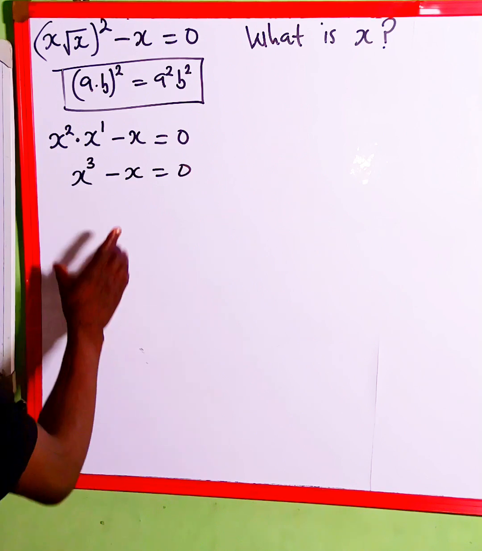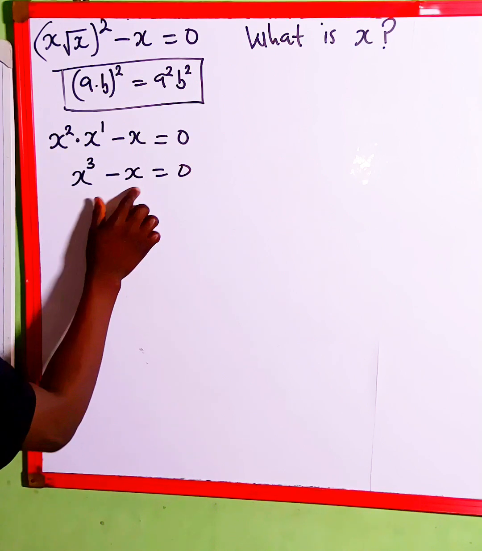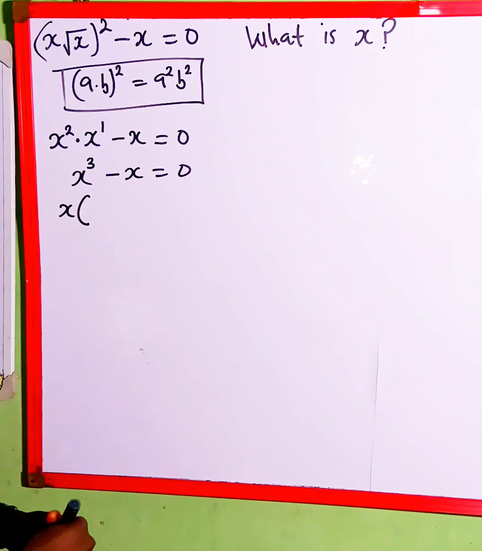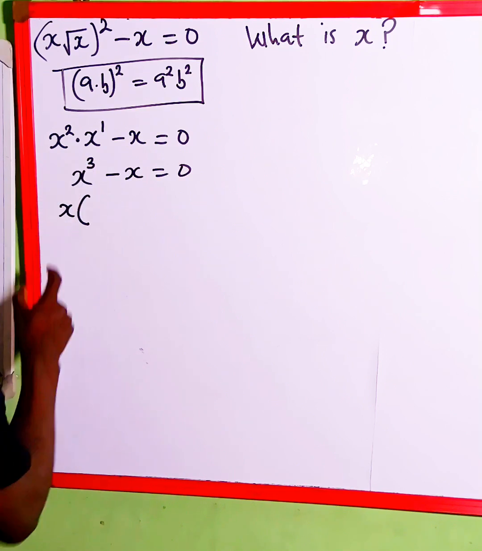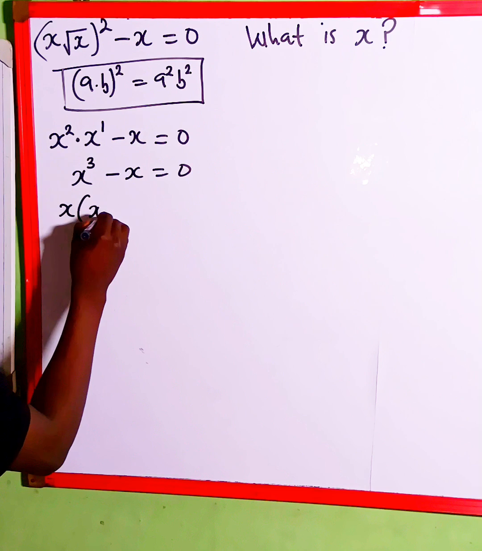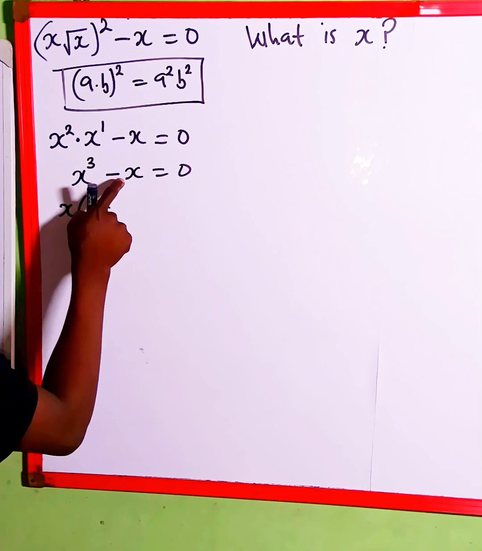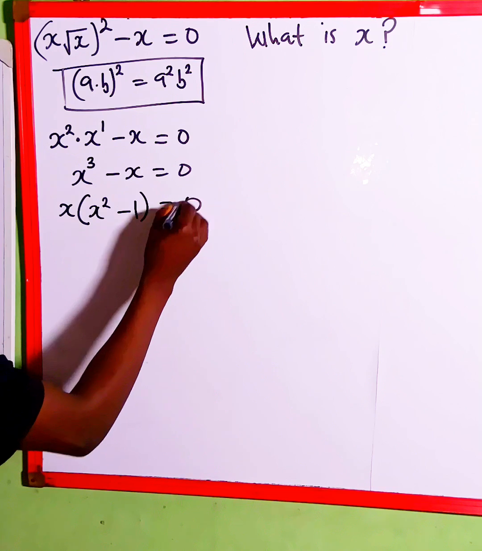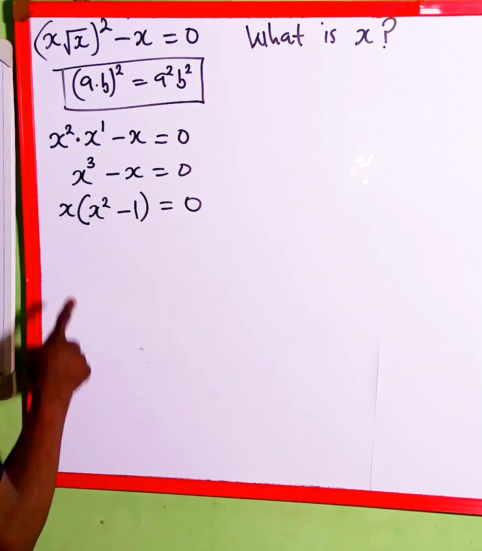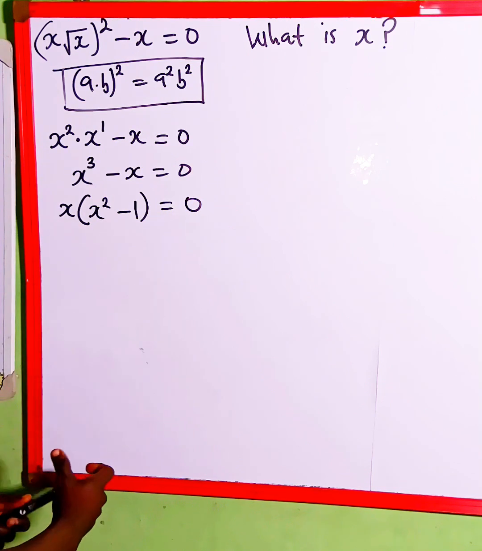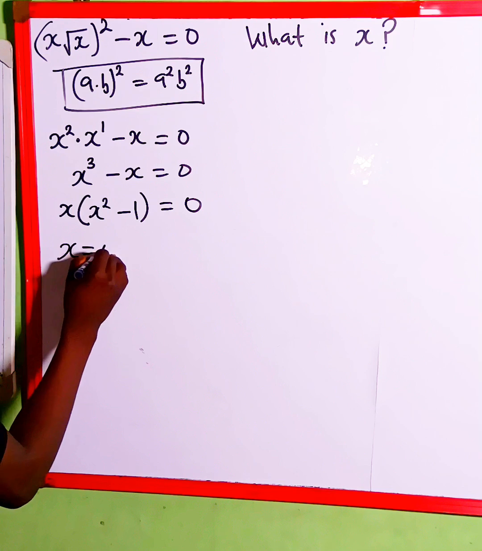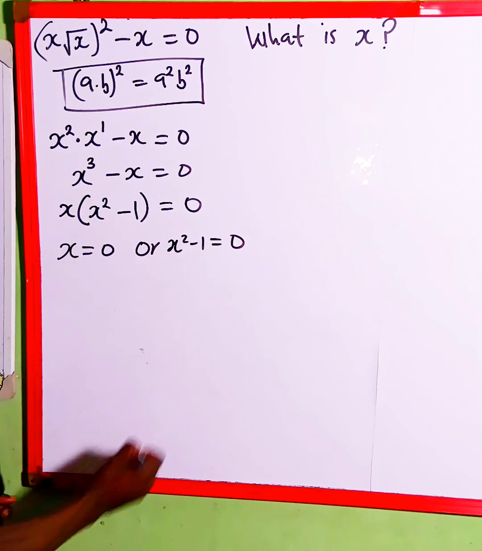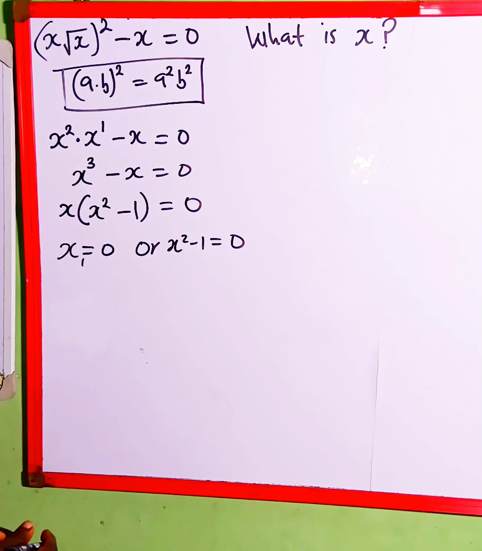Now what do you notice? On the left hand side, x is common, so we can factor out x, then we open a bracket. Now we're going to divide. x to the power 3 divided by x gives us x to the power 2, then minus x divided by x gives us minus 1, which is equal to 0. Recall, when two terms multiplied together give 0, either x is equal to 0 or x squared minus 1 is equal to 0. So here is the first value of x.